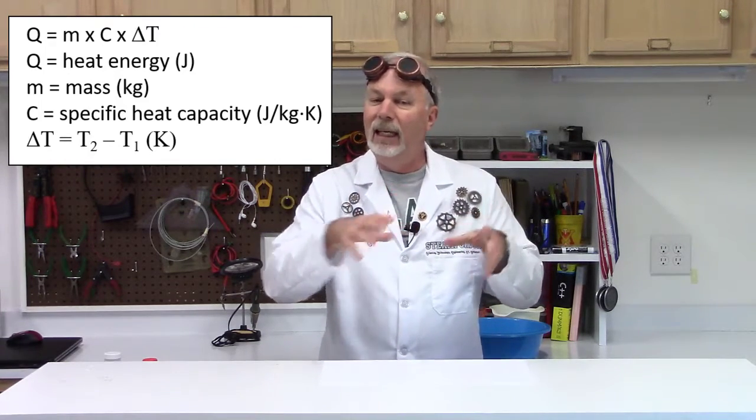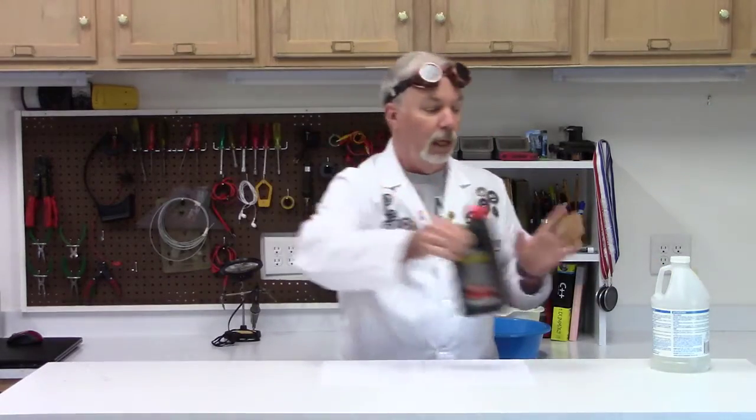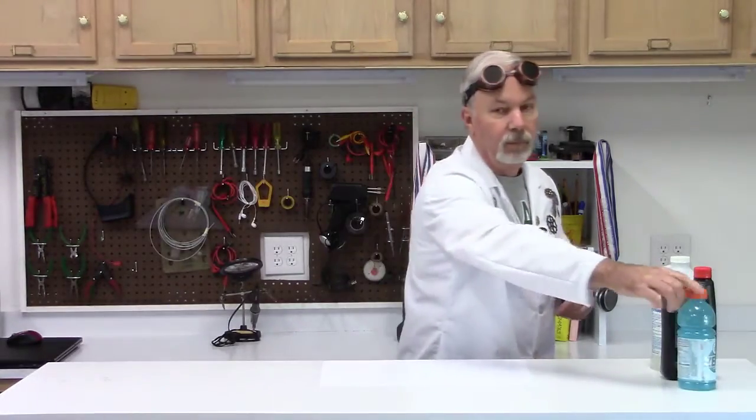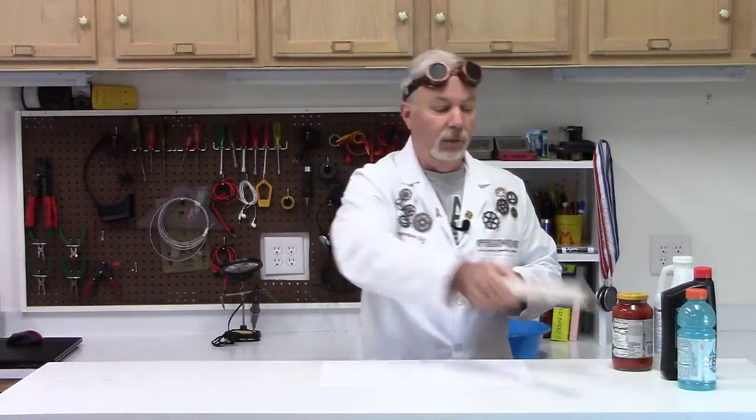So we can see heat actually relies on this difference in temperature, but it takes into account the type of material and how much material. And this specific heat capacity is different for all kinds of materials. For example, the specific heat capacity of ammonia would be one value. For motor oil, it would be a different value. It would be different for Gatorade. It would be different for spaghetti sauce. It would be different for a piece of PVC pipe.